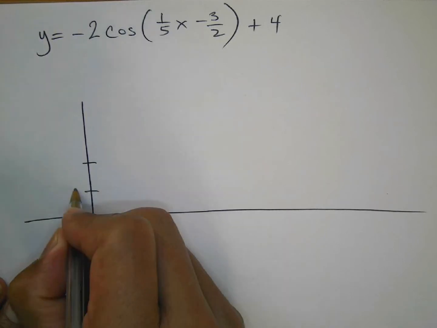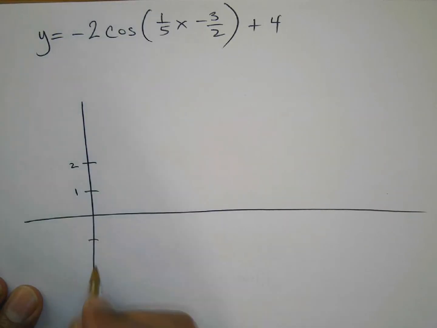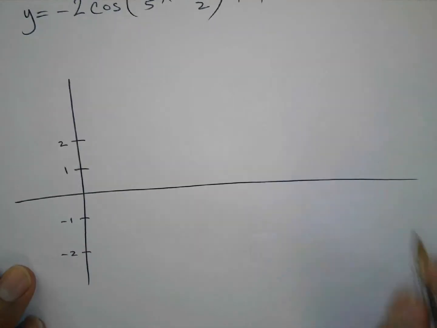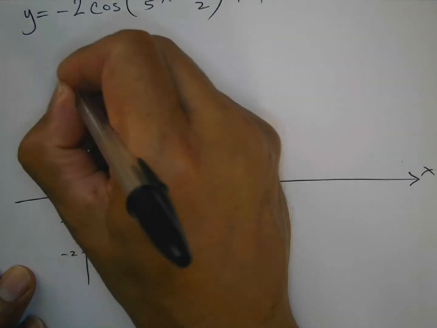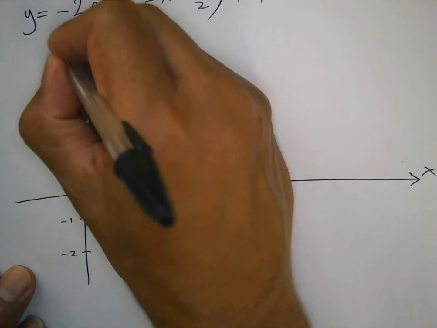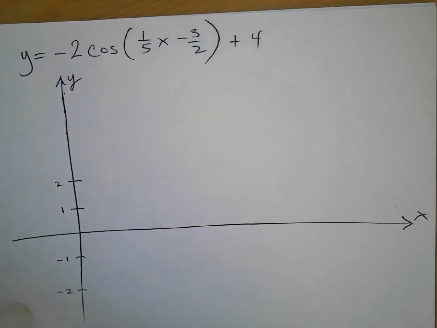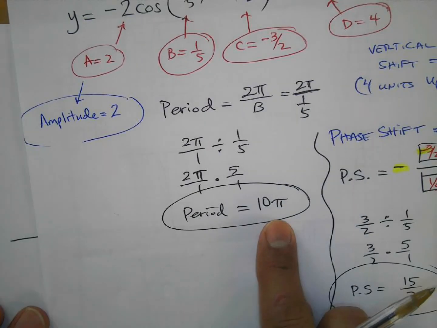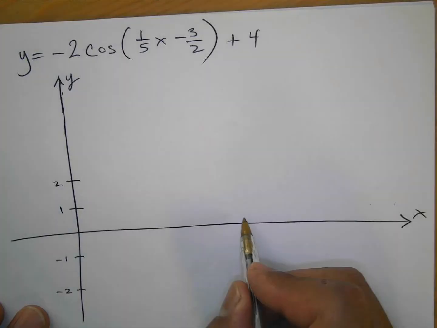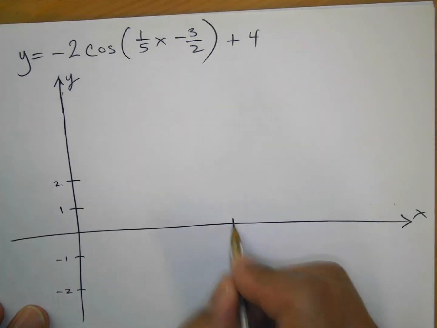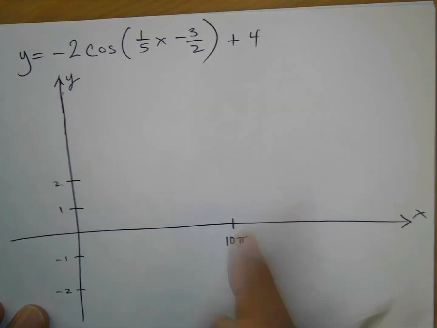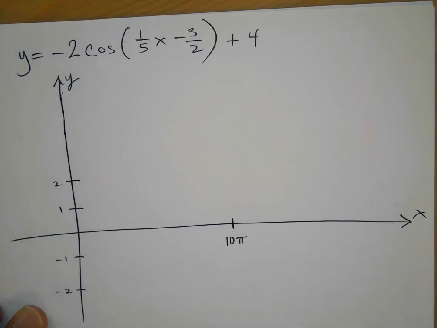1, 2. 1, 2. All right, this is the x-axis. This is the y-axis. And then what was the period again? The period was 10 pi. All right, so I'm going to mark a little mark off over here, 10 pi. That's going to be the length it takes for it to complete one cycle.